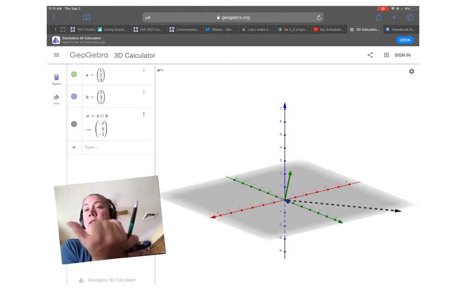And then again, my thumb now is going to point in the other direction, and that's going to be the right-hand rule for this one, right? So B to A, we can see is the negative of A to B, which we had talked about on the previous slide.